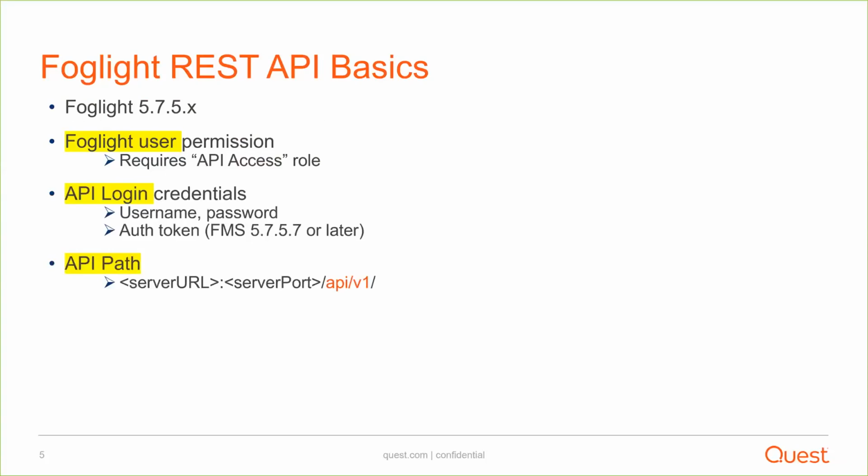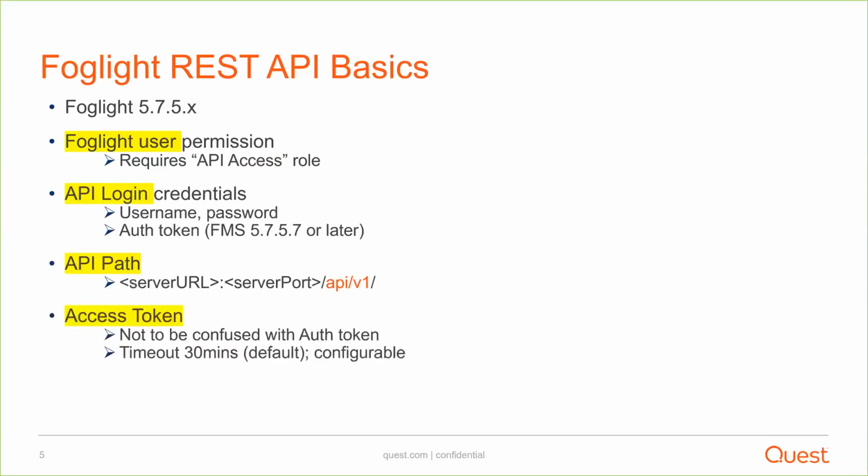As time goes, if we have different versions of APIs, we would probably have different paths. So you can have different APIs in different versions. Any API calls that you make will be relative to this path. Now, we have another token called the access token, which is different from the token that you use to log in. It is a token that you can use to access any APIs.